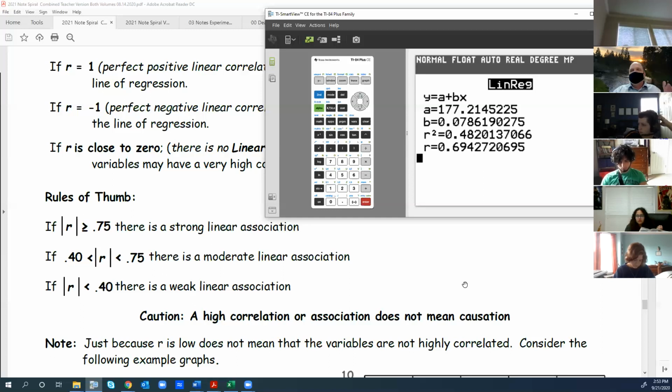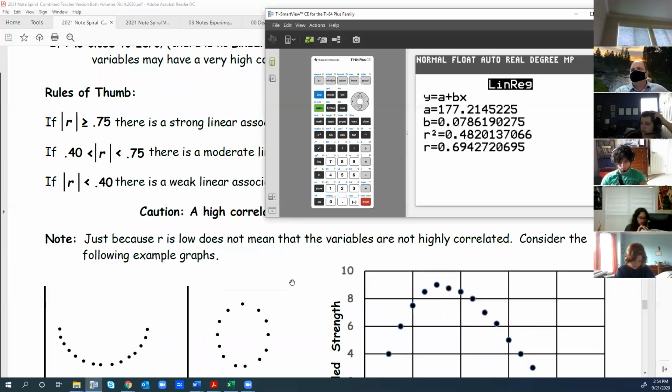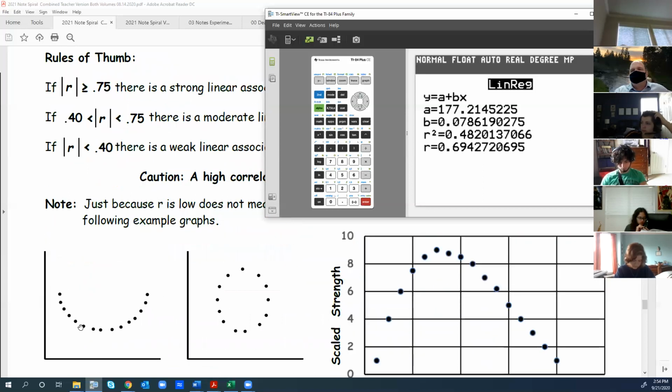Okay? Now, once again, just because you have a high correlation or a high association does not mean there's causation. It can be highly related, it doesn't mean it's causative. And just because we have a small r doesn't mean they're not highly correlated. For instance, I have a parabola, and it happens to be a perfect parabola.